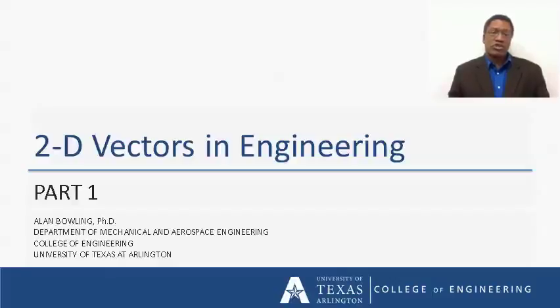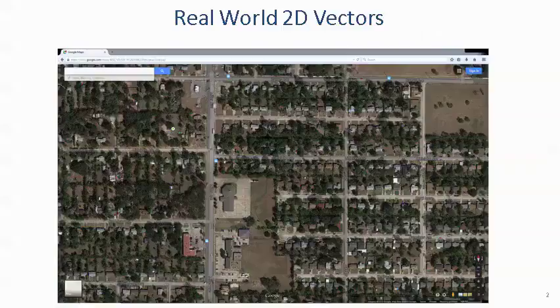This presentation is a two-part series about 2D vectors in engineering. So let's get started. So here's a real-world problem. We want to travel from this point on the map to this point on the map, and we want to investigate the distances involved in making that journey. We can do that by translating this problem into the mathematical world. So let's begin.